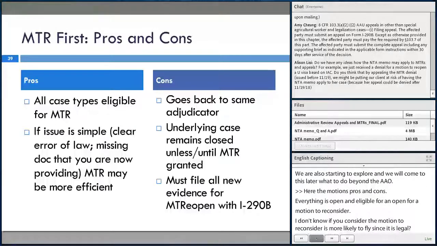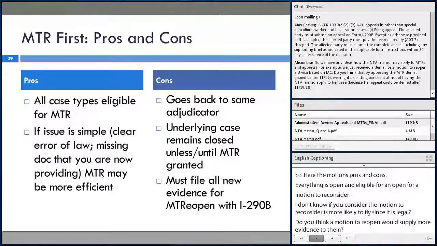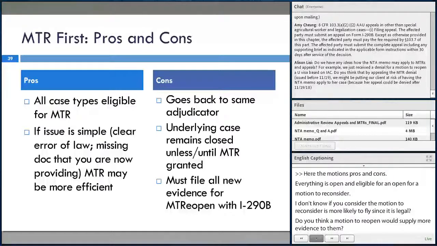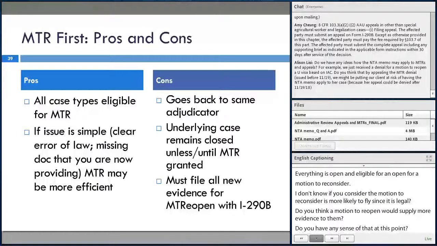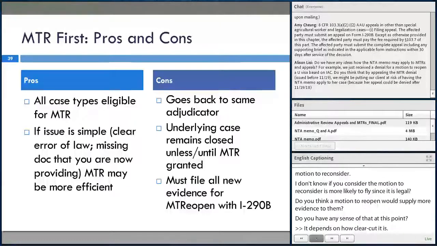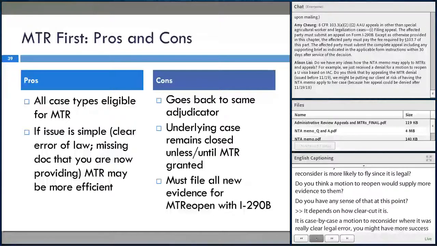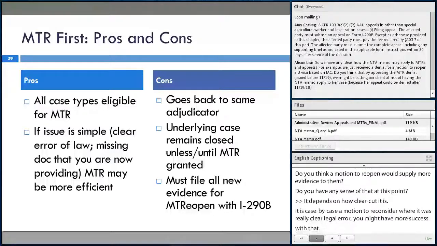I think it depends how clear-cut it is. It's so case by case. I think for a motion to reconsider where it was really clear legal error, you might have more success with that. But if it's a question of interpretation and you're interpreting something in a different way from the agency, then I don't see that as being more likely to succeed versus an appeal.